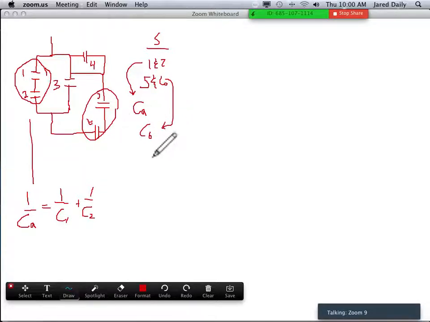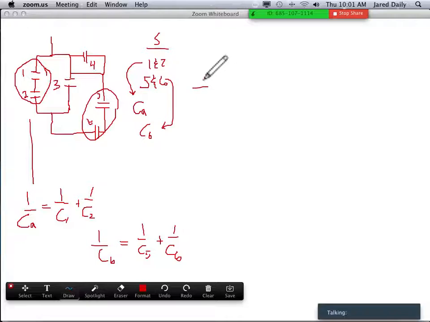So what is capacitor B going to look like? 1 over capacitance B, remember you have to do that part as well, because that'll tell you that you have to switch it at the end. 1 over capacitance B equals 1 over capacitance 5 plus 1 over capacitance 6. And then you'll put in the numbers here, calculate it, you'll get a number, and then you'll flip it over to get capacitance A. You'll do the same thing for capacitance B. And then we're going to replace them.